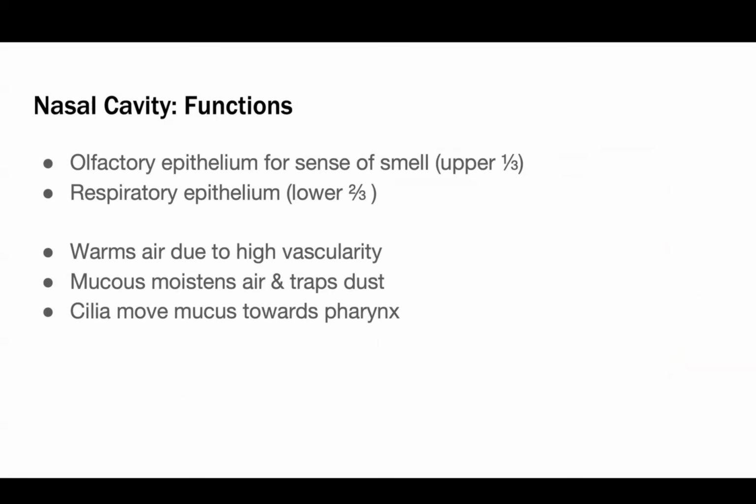Now, what does the nasal cavity in general do? The upper third of the nasal cavity is lined with this olfactory epithelium, which contains chemoreceptors for olfaction or the sense of smell. Again, cranial nerve 1, the fibers of your olfactory nerve are going to be located with your olfactory epithelium. The lower 2/3 are covered in respiratory epithelium.